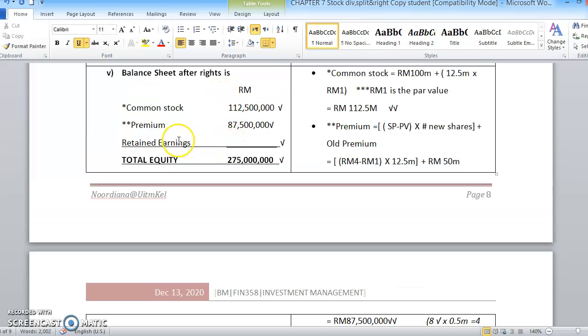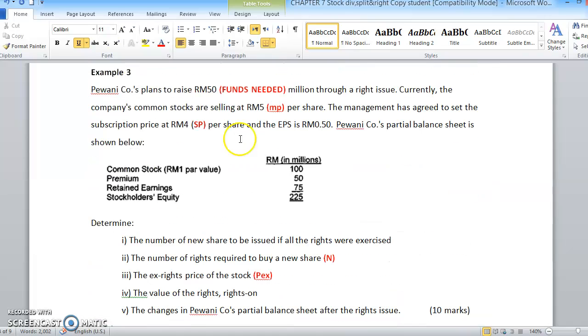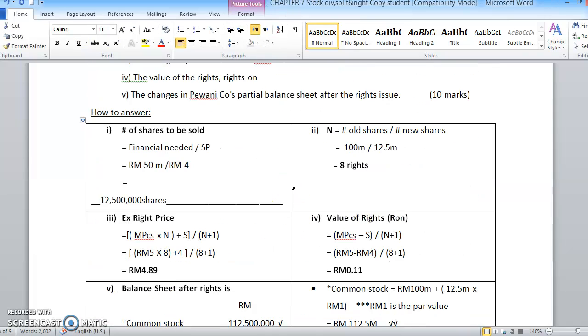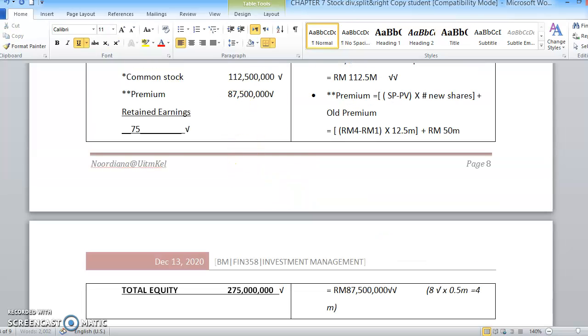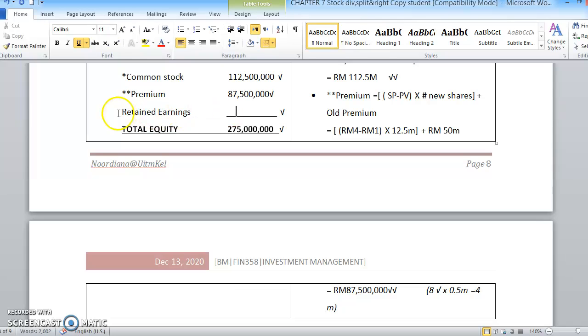Okay. So, retained earning, kita ambil yang sama iaitu 75. Tidak ada perubahan ya terhadap retained earning because for the right issue, it will not affect the retained earning actually. So, tidak akan affect, saya cuba buang garis dekat sini. Tidak akan affect retained earning. So, 75 millions kekal sama.